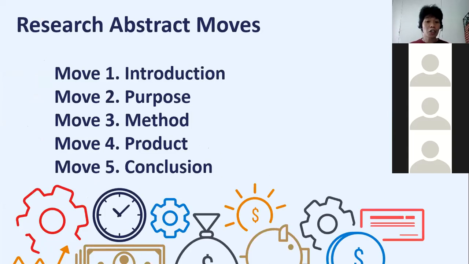Then in writing your research abstract, it's the same thing with writing your research introduction. There are also moves that you need to follow. So these moves are logical since these are the whole content of your paper being condensed in one paragraph. So in writing research abstract, these are the moves. You have move one, introduction, move two, purpose, move three, method, move four, product, move five, conclusion.